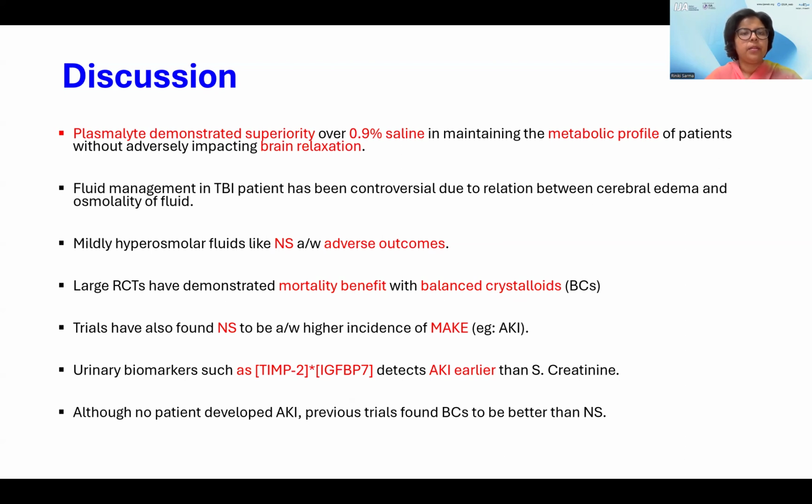Fluid management in traumatic brain injury patients has been controversial due to the relation between cerebral edema and osmolality of fluid. Mildly hyperosmolar fluids like normal saline have been associated with adverse outcomes. Large RCTs have demonstrated mortality benefit with balanced crystalloids, that is Plasmalyte.